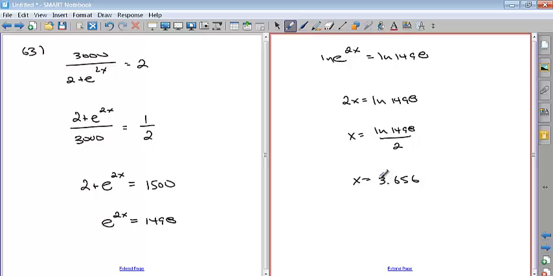3.656. So we go back to the original equation. We'll have 3,000 divided by the quantity 2 plus e to the 2 times 3.656. And I get 1.99998, which is close enough to 2.